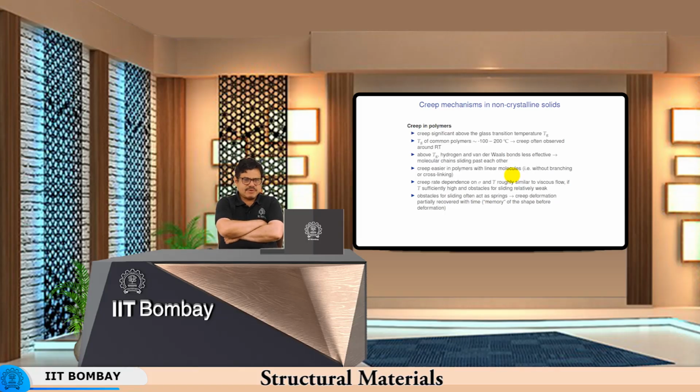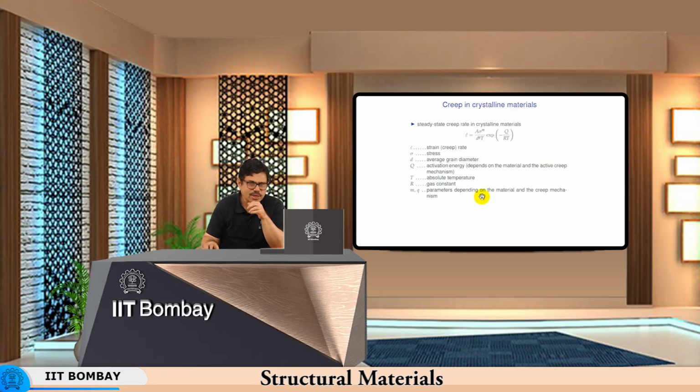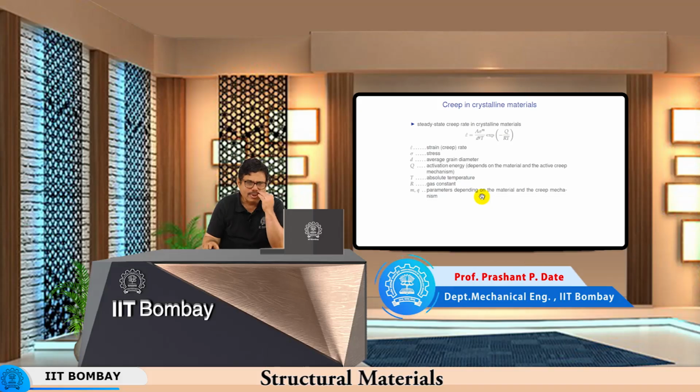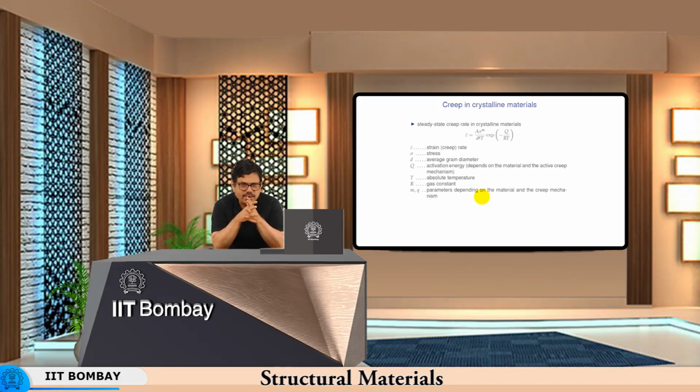If temperature is sufficiently high and obstacles for sliding are relatively weak, then it will depend strongly on the viscous flow at the grain boundary. So, we will see how these grain boundaries and different mechanisms influence the creep rate, and how one can calculate or determine the activation energy for creep particularly is something that we will see in a subsequent discussion.